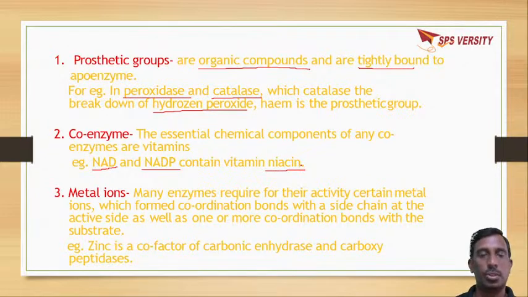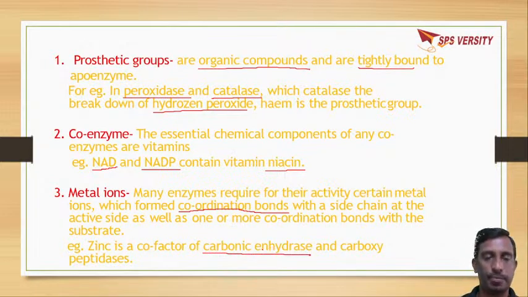Metal ions. Many enzymes require metal ions, which are inorganic and form coordination bonds with the side chains of enzymes. For example, carbonic anhydrase, which forms carbonic acid from carbon dioxide and water, and carboxypeptidases, in which the metal cofactor is zinc. So zinc is a cofactor of carbonic anhydrase and carboxypeptidases.